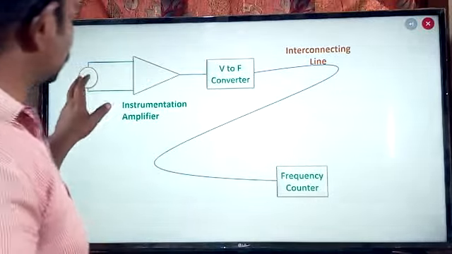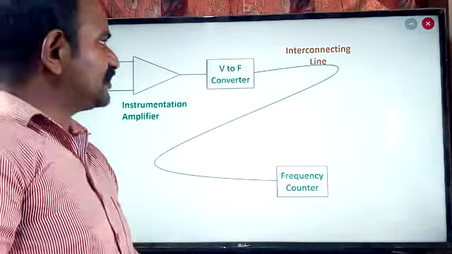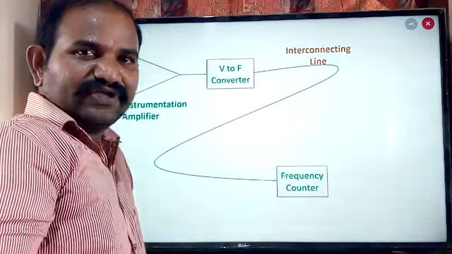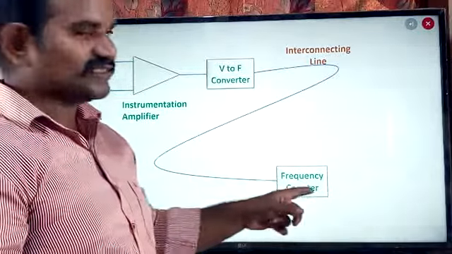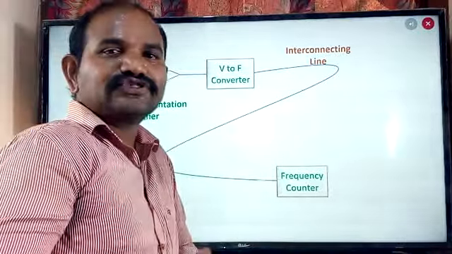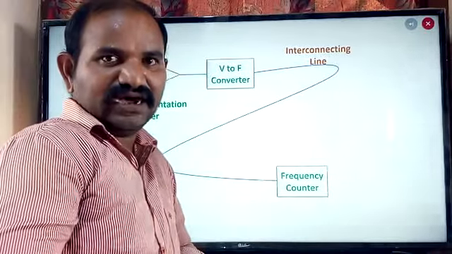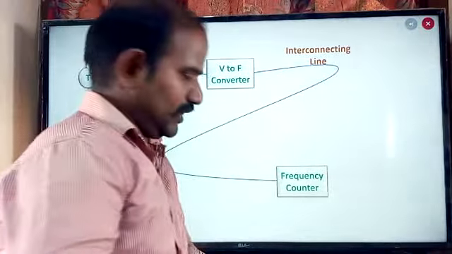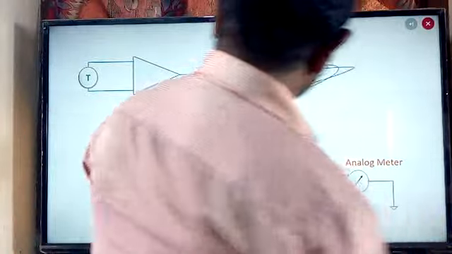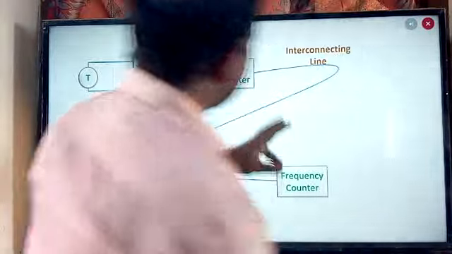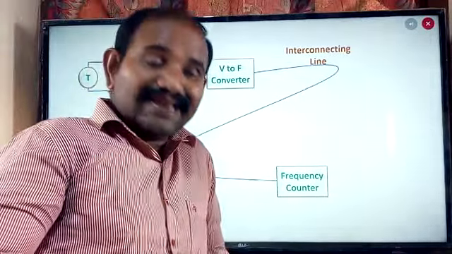So here we are using the transducer, again the instrumentation amplifier, and the voltage to frequency converter, which converts the information into frequency and sends it to the destination. At the destination, we are using the frequency counter, which displays the information in digital, not analog. And in the communication path lines which we have seen till now, we are sending the information in terms of electrical signals.